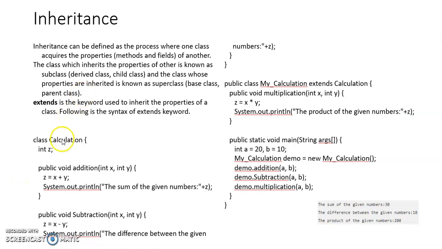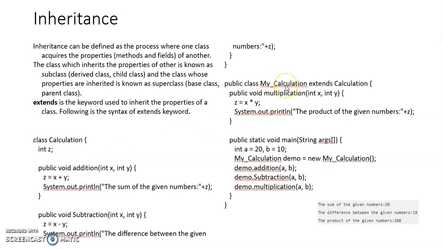We have a class called calculation, and we have a variable called z. We have functions defined over here. There is a function called addition, which will receive two arguments x and y, and display the computed result z as a statement: sum of the given numbers is plus z. And you have a function called subtraction, which will display the difference between the values. These are the contents of the class called calculation. The variable z is declared over here, and the x and y variables are declared here.